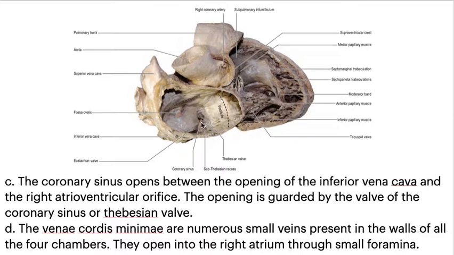The coronary sinus, you can see, opens between the opening of the inferior vena cava and the right atrioventricular orifice, as you can see over here. This opening is guarded by the valve of the coronary sinus or the Thebesian valve. The venae cordis minimi are numerous small veins present in the walls of all four chambers. They open into the right atrium through the small foramina.